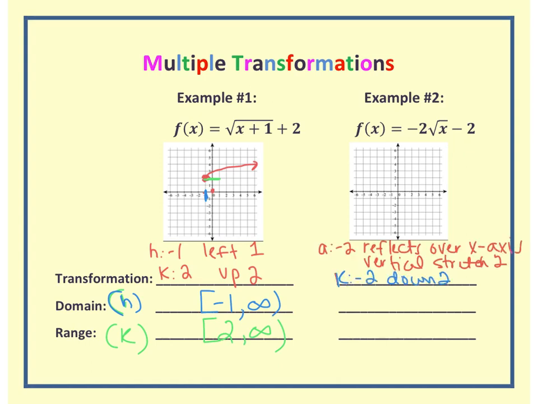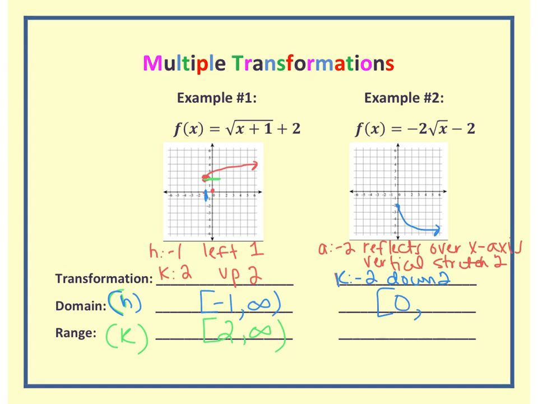So what does that mean for my graph? Well, my k made it go down 2. The a does not change my starting point, but a did say it's going to reflect over the x-axis, so it actually is going to flip upside down, okay? And it's going to have a vertical stretch of 2. What I mean by flip upside down is it's now going the opposite direction, and vertical stretch just means it gets taller quicker, okay? So my domain, what is my lowest x value?